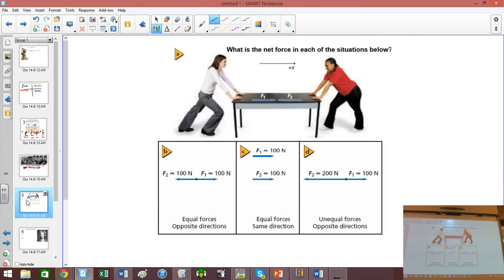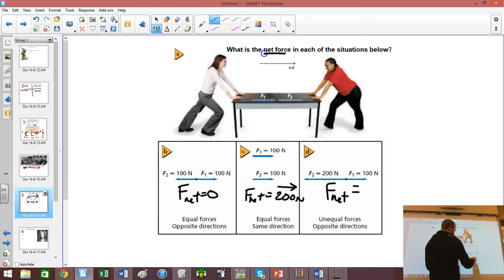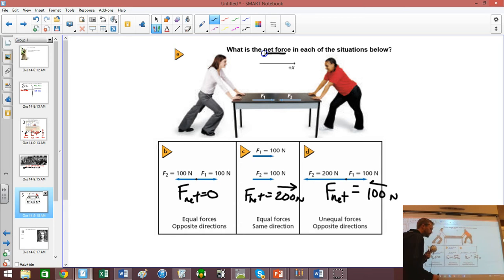Now, here's an example. What is the net force on each of the situations below? You're pulling to the right at 100 and left at 100. The net force is 0. You're pulling to the right at 100 and to the right at another 100. The net force is 200 newtons to the right. You have to make sure that you're denoting a direction with these because a force is a vector. It's a magnitude and direction. So here, the net force is 100 newtons to the left.